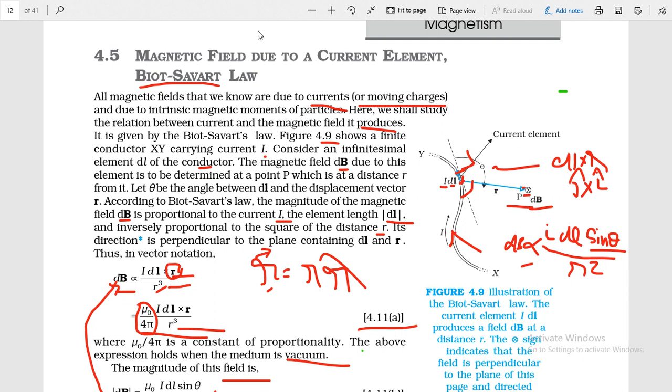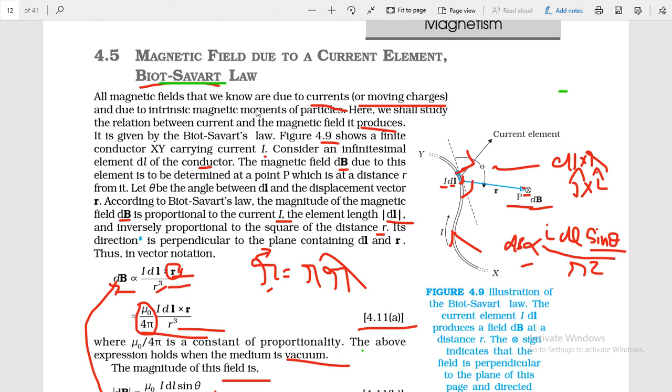Okay, students, yesterday we completed the topic known as magnetic field due to current element and Biot-Savart law. This topic was completed yesterday, but let me give you a quick revision of it, and after that we will solve some numerical problems based on this topic, and then we will study further topics. So let's start with the revision.